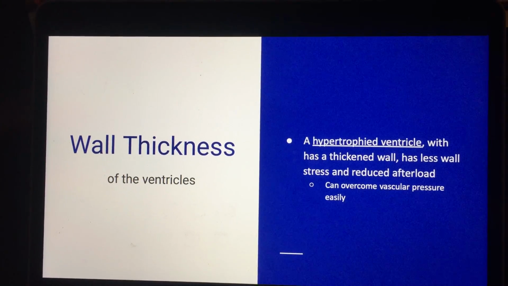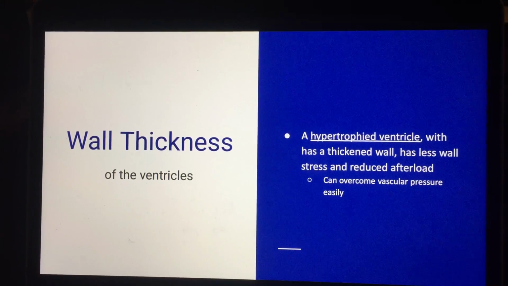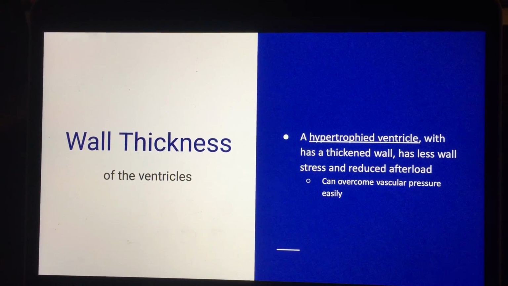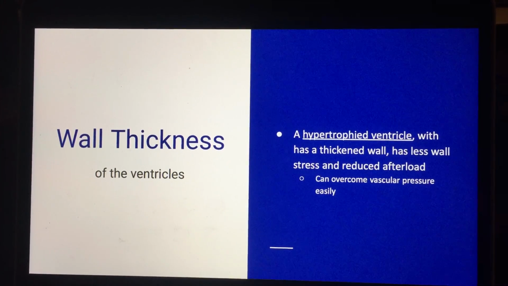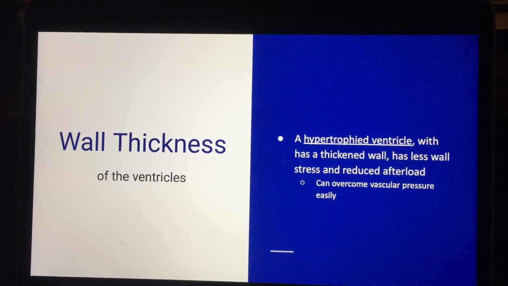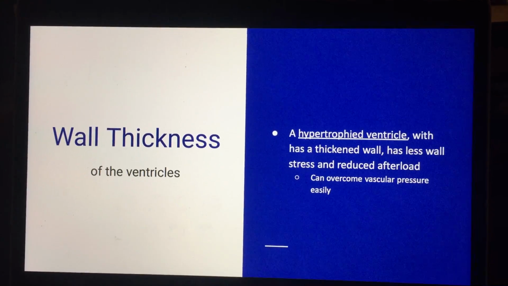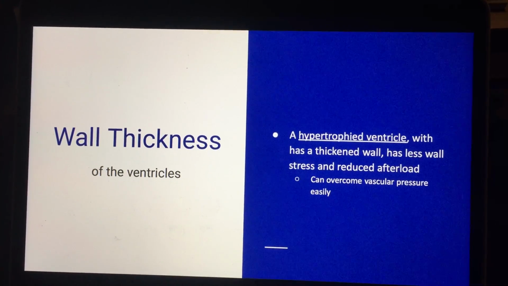As I said, wall thickness of the ventricles has an effect on afterload. For example, a hypertrophied ventricle or too large a ventricle with a thickened wall has less wall stress and reduced afterload. It can more easily overcome vascular pressures.